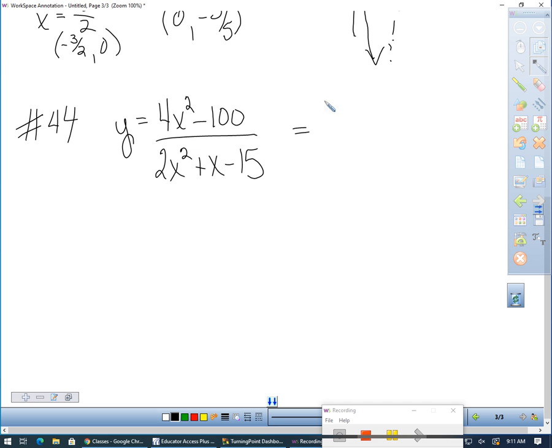On the top, I can take out a 4. That leaves me with x squared minus 25, which is the difference of squares. x plus 5 and x minus 5.